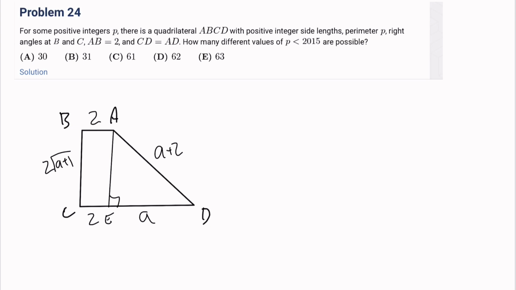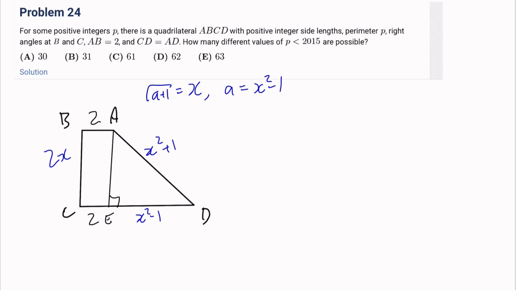So let's just say that root a plus 1 is x, right? And so that would make this 2x. And since root a plus 1 is x, a equals x squared minus 1. So a equals x squared minus 1. And a plus 2 would equal x squared plus 1. X squared plus 1, right?